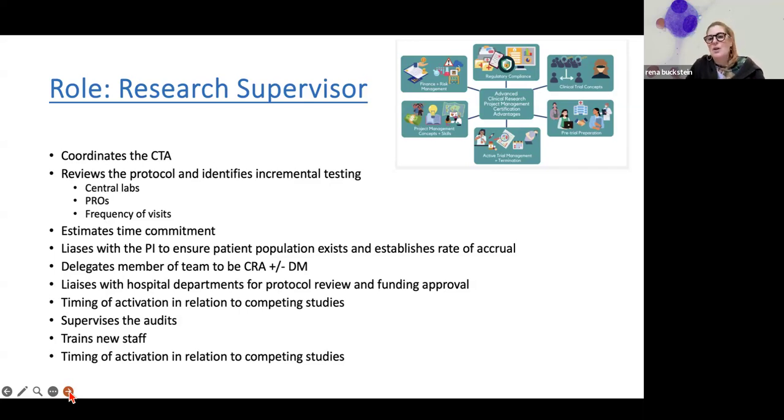And that's important because you're getting paid per patient. And if you're not going to put enough patients on, the cost may exceed revenue. This research supervisor will also delegate a member of your team to be the direct clinical research assistant and/or data manager, or both, if they fulfill both duties, and will liaise with the hospital departments for the protocol review and funding approval. Often these things happen simultaneously.